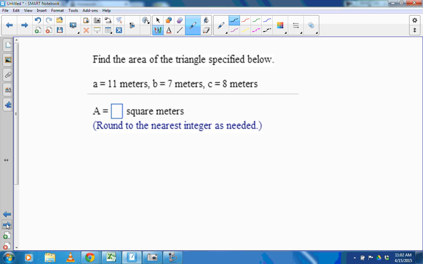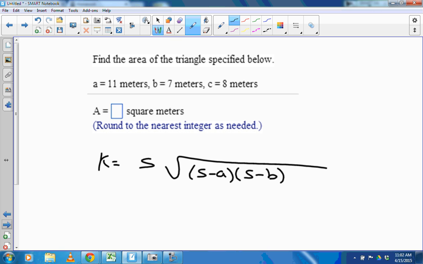All right, what was this formula when you have all three sides? K equals the square root of S times S minus A times S minus B times S minus C. Now what's S? S is the semi-perimeter, half of the perimeter.